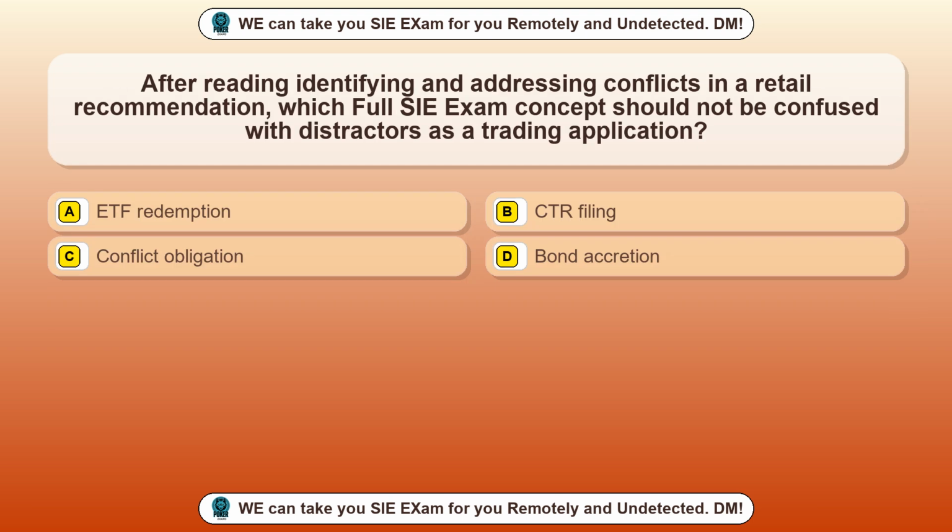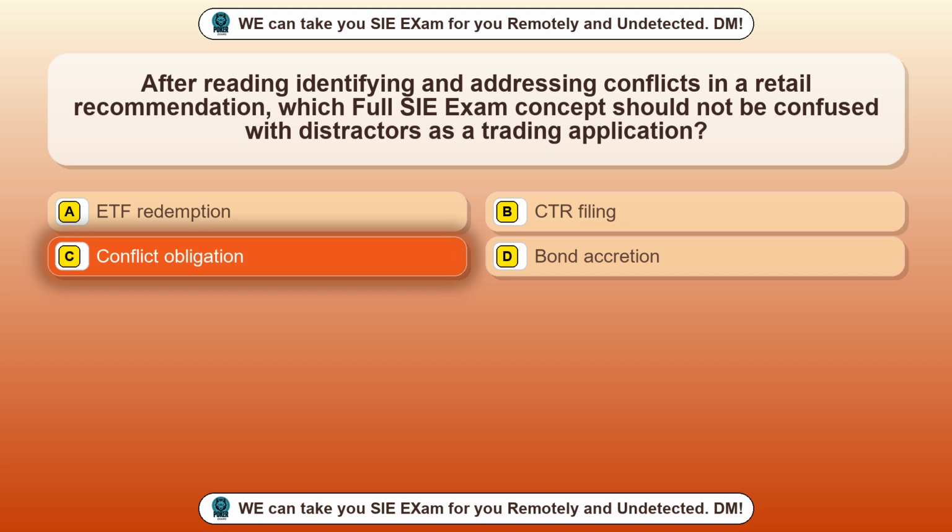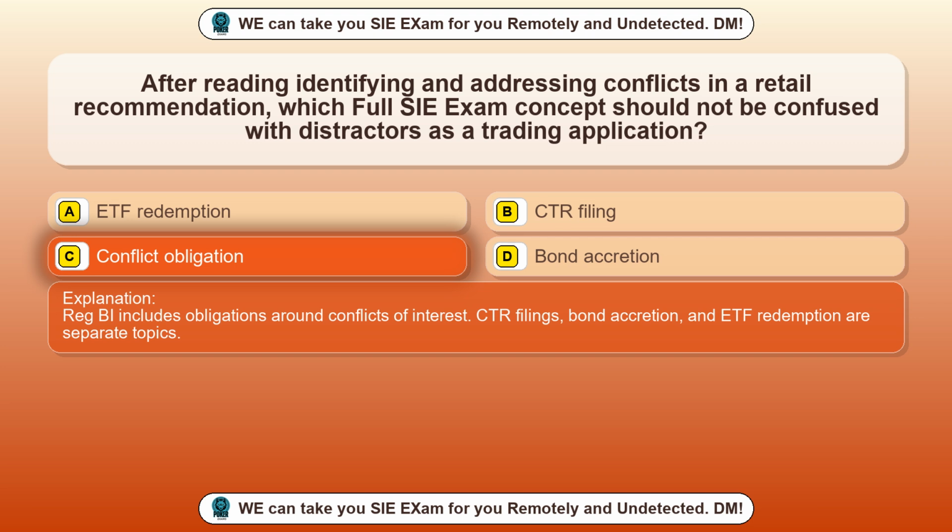Question 80. After reading identifying and addressing conflicts in a retail recommendation, which full SIE exam concept should not be confused with distractors as a trading application? Option A, ETF redemption. Option B, CTR filing. Option C, conflict obligation. Option D, bond accretion. The correct answer is option C, conflict obligation. Reg BI includes obligations around conflicts of interest. CTR filings, bond accretion, and ETF redemption are separate topics.